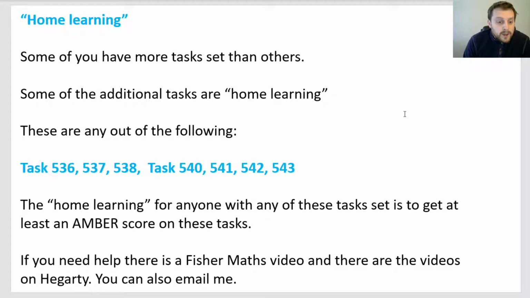If you see any of the tasks that you may recognize because you've had a go at them over the last couple of days, these are tasks 536, 537, and 538, the problem solving with the circumference, and tasks 540, 541, 542, and 543, the problem solving with the area. If you have any of those, then it's because you did not get a high enough score, and I want you to try again.